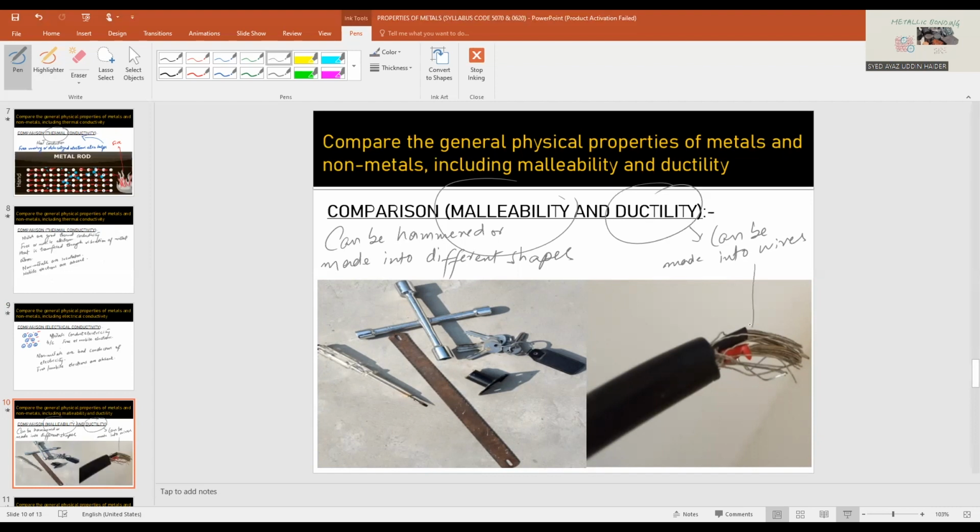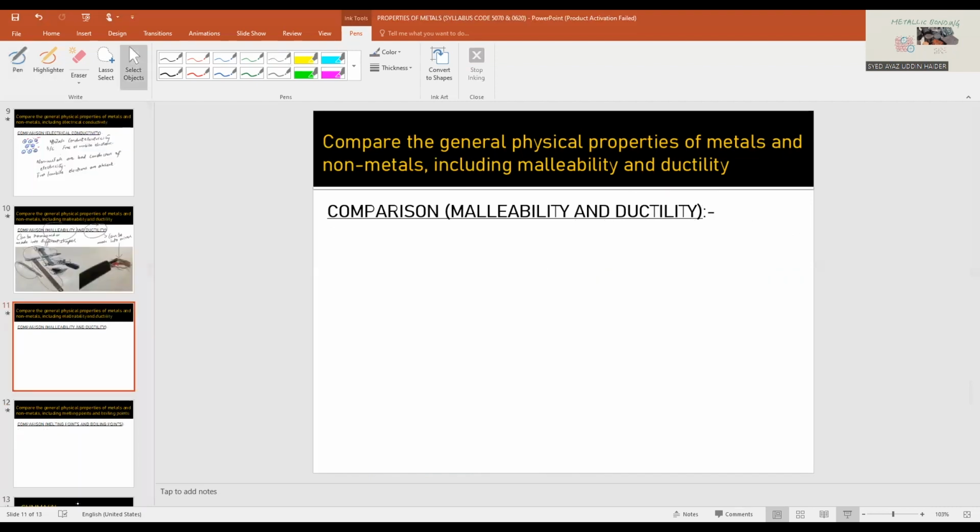Because the bonding is strong, but the structure is not rigid. You see wires; this is due to the ductile properties of metals. So you see the different shapes of metals like this nut opener, screwdriver, keychain, door lock, saw, scale saw. These all are the properties of metals being malleable and ductile. Metals are malleable and ductile. Non-metals are non-malleable and non-ductile.